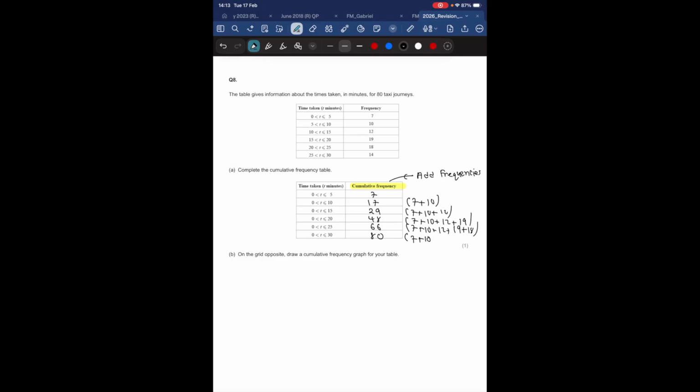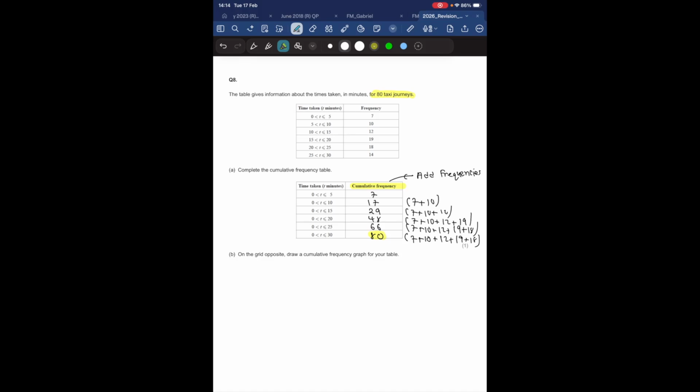Now, I've shown all the additions here. In practice, you don't need to. You don't need to show all of these additions. You just want to make sure that you've added up the frequencies correctly. And the way you can do a double check is that the number that you get at the very end here, this 80, has to be the total of the frequencies, which is the 80 up there.